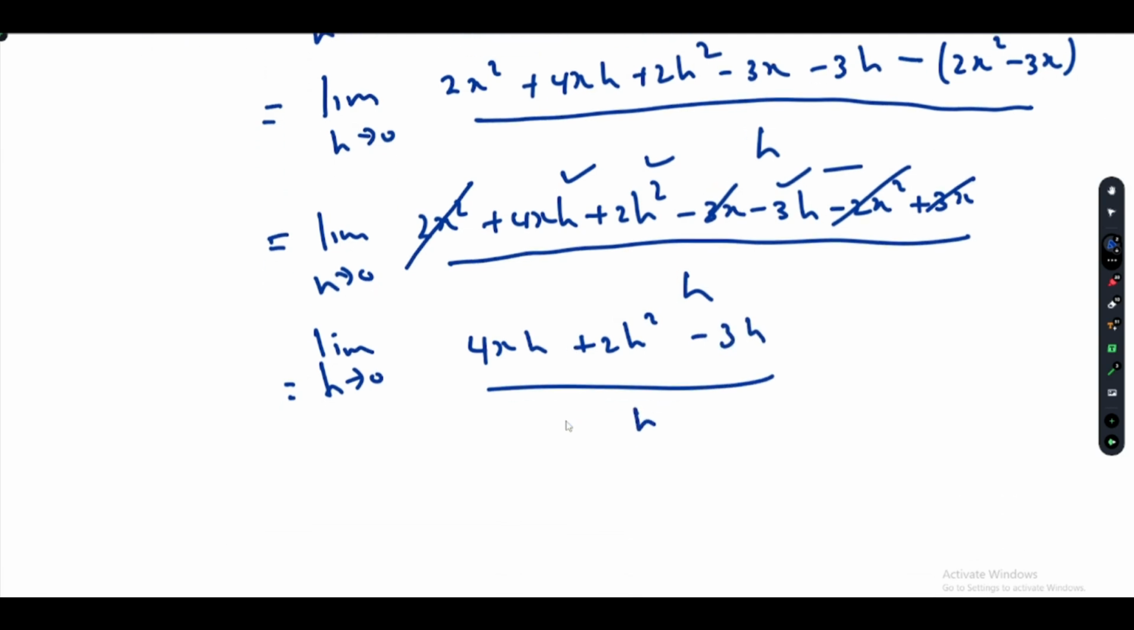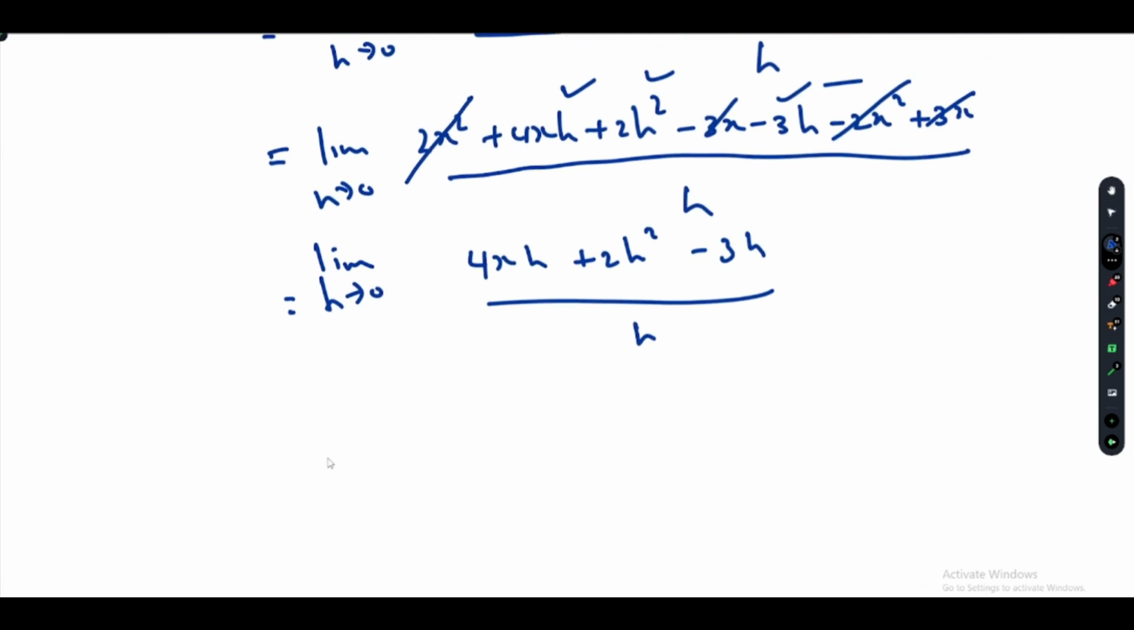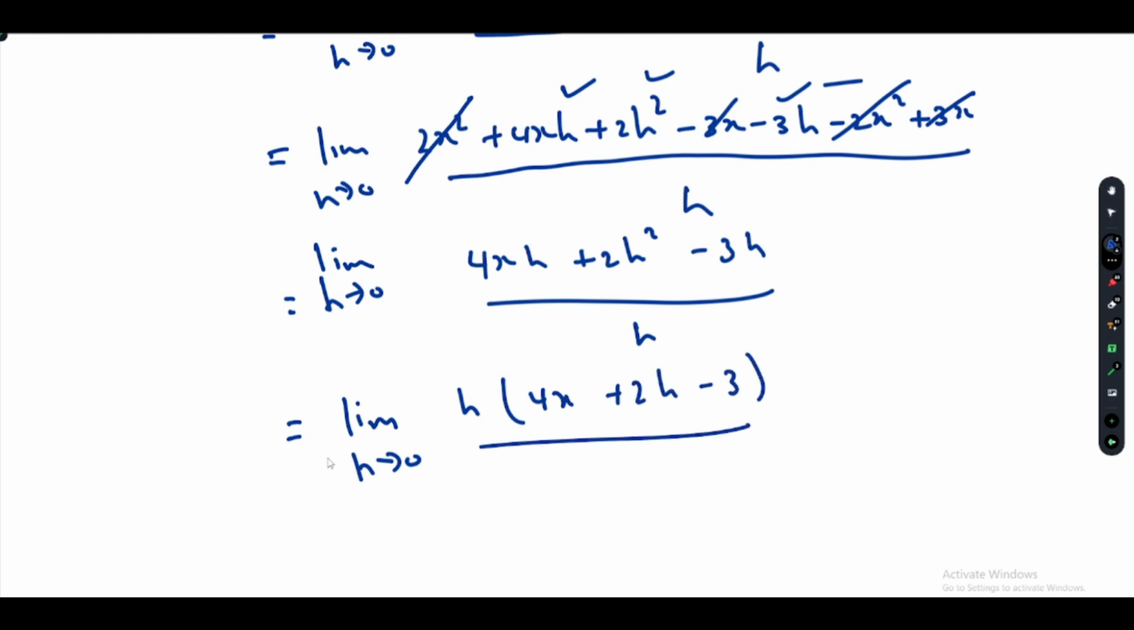The reason that they'd have an h in them, all those terms, is because of the next step. We would like to take out h as a common factor. So it's h into 4x plus 2h minus 3 all over h. The reason we'd like to have it as a common factor is we expect it to cancel with the h in the denominator. So we're left with the limit as h approaches 0 of 4x plus 2h minus 3.